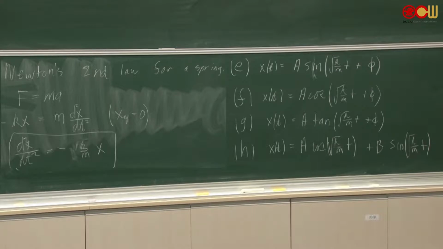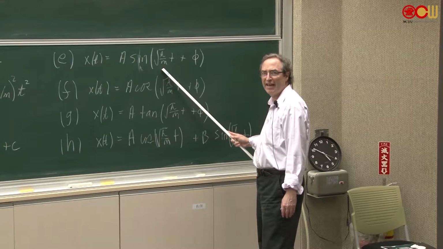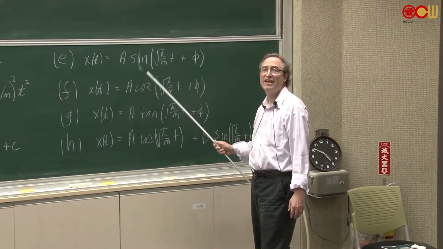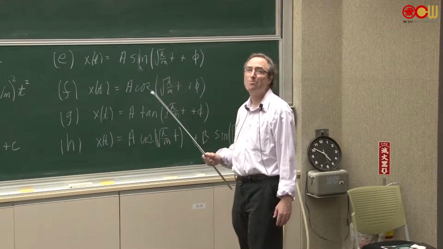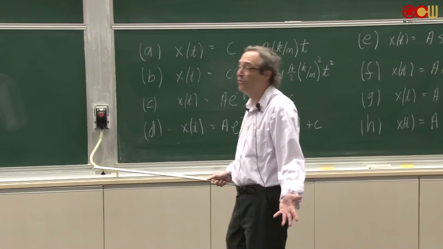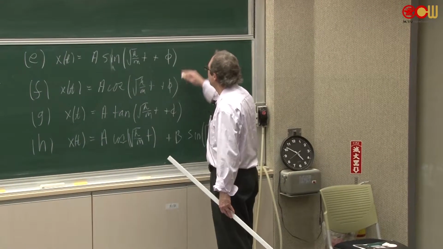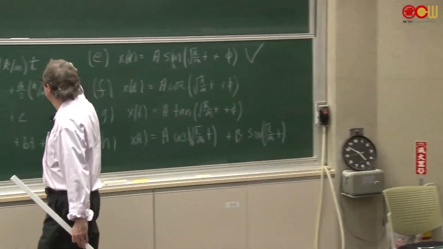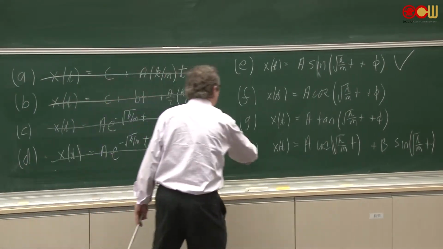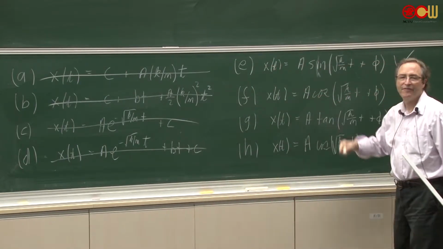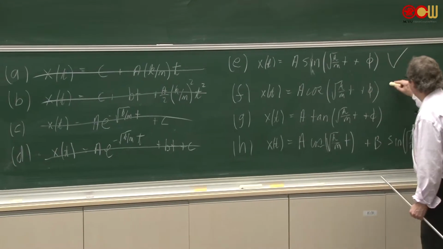E works. If I take a derivative, I get a cosine times the square root of k over m. And then I take another derivative, I get minus the sine times another square root of k over m. So I get minus k over m times the original thing, which is exactly what we want. So this is OK. These are no good. What about f? Does f work? Everybody agree? So that works too.